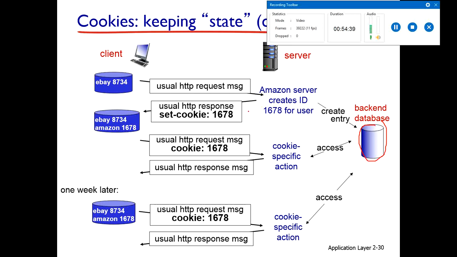Now the server also sends a response, and with the response it sends this cookie value 1678. This cookie value will be stored on the client's system. Then next time, when the client sends the usual HTTP request message, that request message will carry the cookie with the number 1678. The server recognizes the client by using this cookie, accesses the backend database, takes the cookie specific action, and the usual HTTP response message is sent to the client.